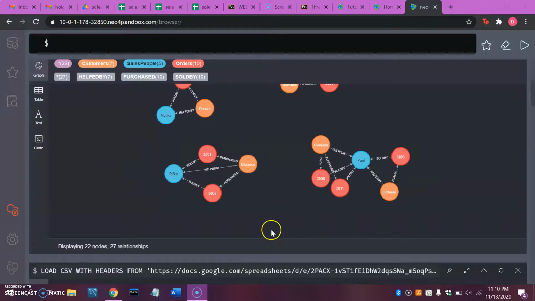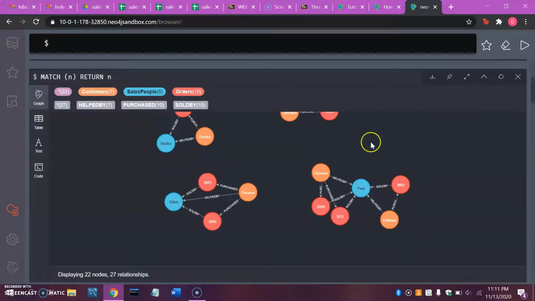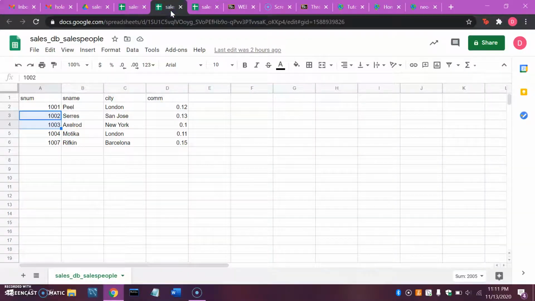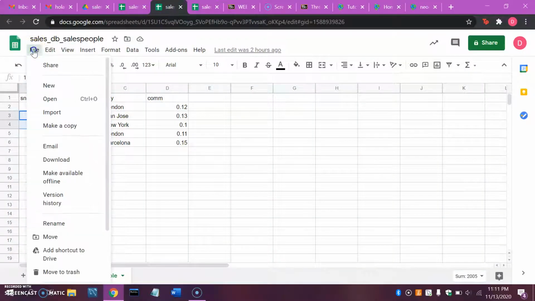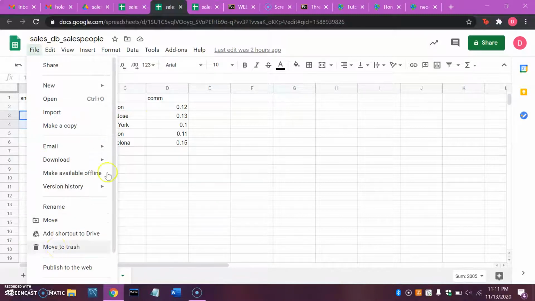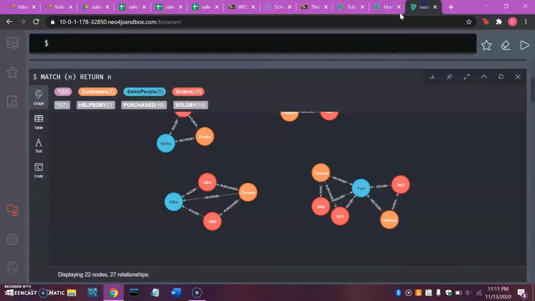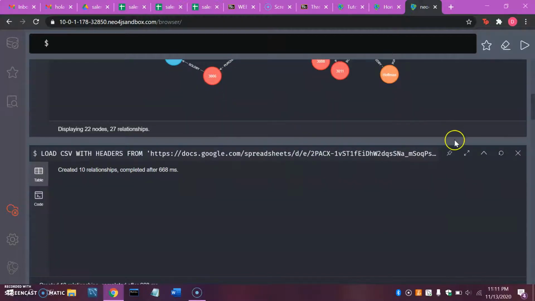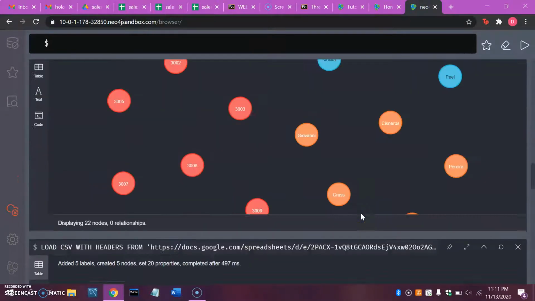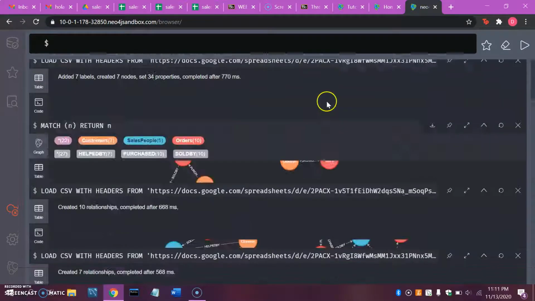Hello, so right here I've created a sales graph database based off of the sales database. I did this by taking the CSV files that we were given and uploading them to Google Drive, and then I made them public to the web. So then I could go back over here and take a look at how I first created them.